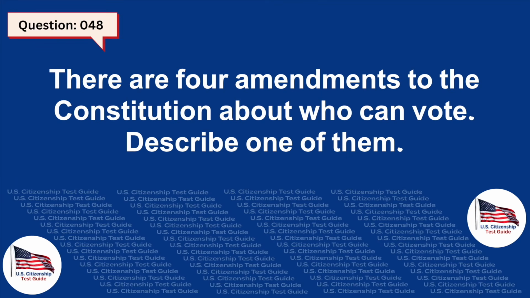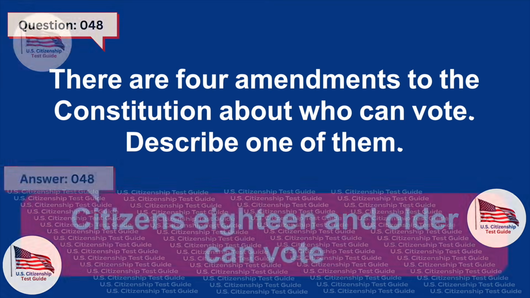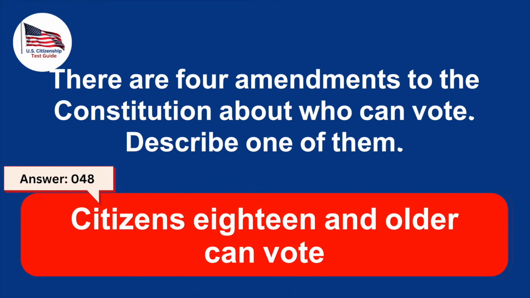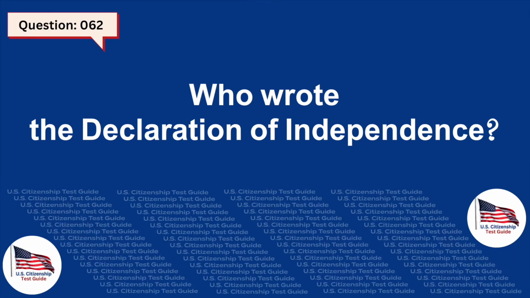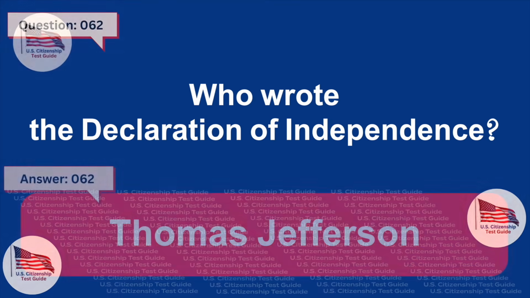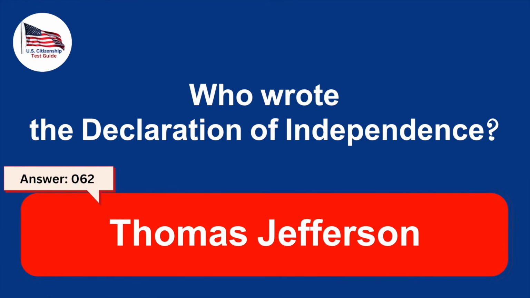There are 4 amendments to the Constitution about who can vote. Describe one of them. Citizens 18 and older can vote. Who wrote the Declaration of Independence? Thomas Jefferson.